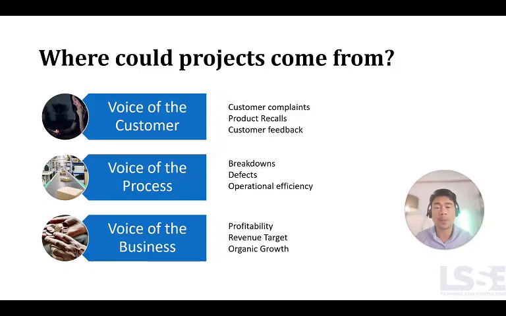The second chunk will be what we call the voice of the process. If you're running a process, you would count the breakdowns, the defects, or operational efficiency. This is quite useful if you're in a manufacturing setup, but in a service industry, you also get to encounter this. So it could be defects in the output that you've given to your customer. The customer may not have complained, but if you are tracking the process, then you have a mechanism to measure the performance of your process. And the next chunk is what we call the voice of the business. This is more on the dollar side or the peso side of your business. So it could be profitability, revenue target. Are you hitting the desired revenues of your company or of your business, and organic growth? These are the different sources of information that could trigger a project for your process.